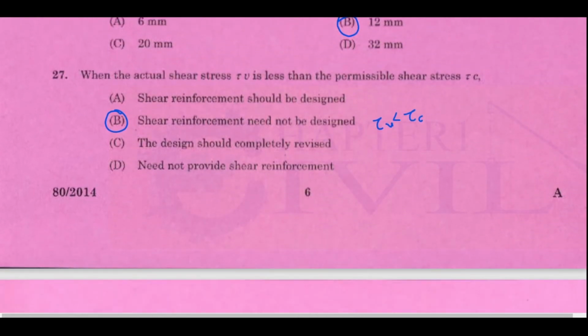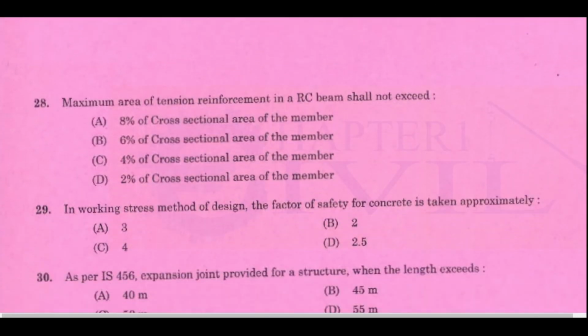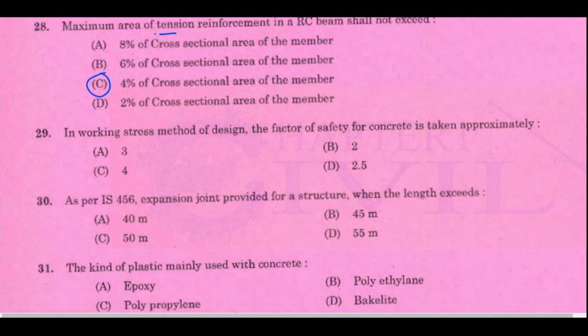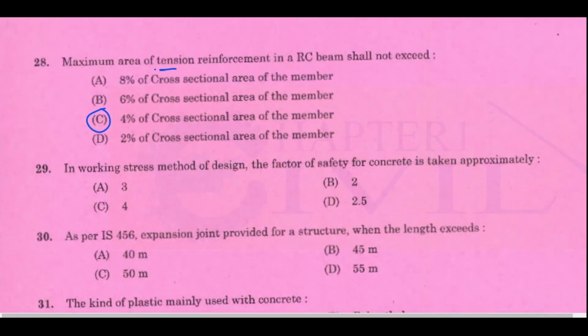Question number 28. Maximum area of tension reinforcement in an RC beam shall not exceed 8% of cross-sectional area of the member, 6% of cross-sectional area of the member, 4% of the cross-sectional area of the member, 2% of cross-sectional area of the member. Maximum area of tension reinforcement as well as compression reinforcement is 4% of cross-sectional area of the member. So gross area of reinforcement should be a maximum of 8%, that is tension plus compression, 4 plus 4, 8.